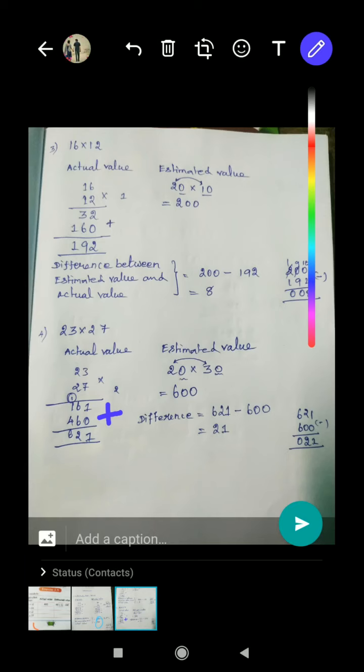So the estimated value is very simple. 23 is rounded at the 10's place to 20, and 27 is rounded to the number 30. So 2 3s are 6 and add 2 zeros. So we got 600. So for the difference, bigger number first, okay, so smaller number second. So 621 minus 600 is equal to 21. That is the answer. Thank you.